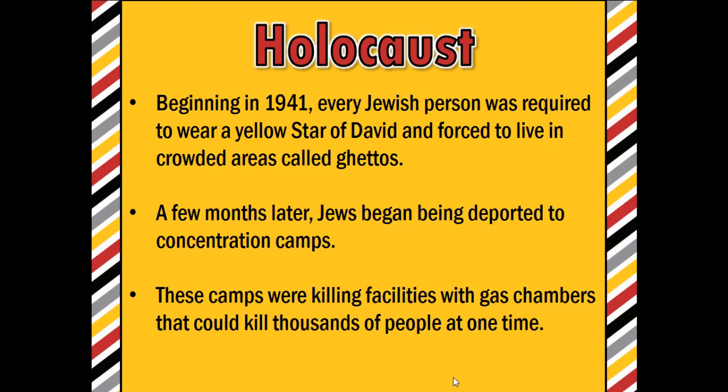Beginning in 1941, every Jewish person was required to wear the yellow Star of David and forced to live in crowded areas called the ghettos. A few months later, Jews began to be deported to concentration camps. And these camps were basically killing facilities with gas chambers that killed thousands of people at a time.